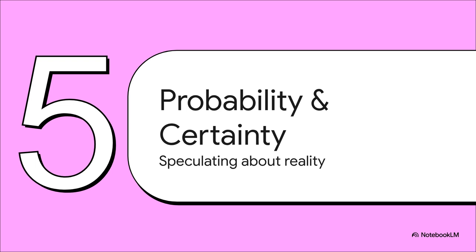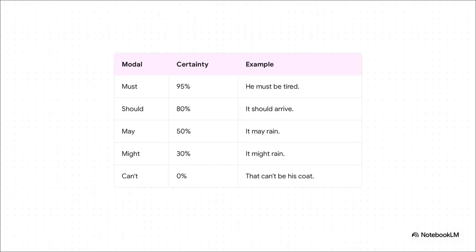Moving on to Section 5, Probability and Certainty. So, this is the grammar we use when we're kind of on the fence and just want to speculate about reality. Let's look at this probability scale and see how the certainty builds. We use these specific modals to express our logical deductions. If you are, say, 95% certain based on solid evidence, you use must.